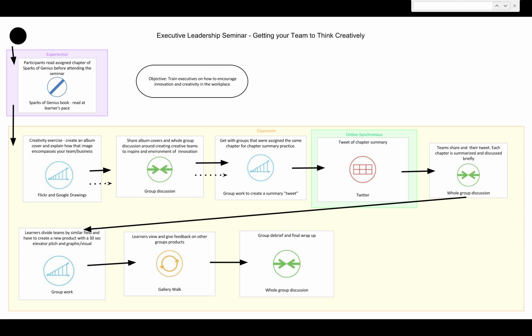So basically the way that it's set up is that, at their own pace, they consume the content and the information on their own via the book. And also this part of the activity, with the whole group discussion, sharing the tweets and having each chapter summarized, is when you get the bulk of the information and content that is going to be beneficial for them. But all these practice activities are really going to put what they learned into practice and into application.